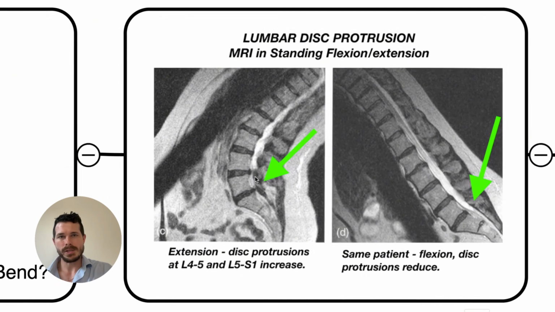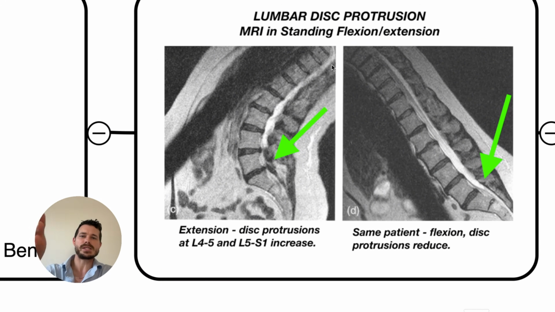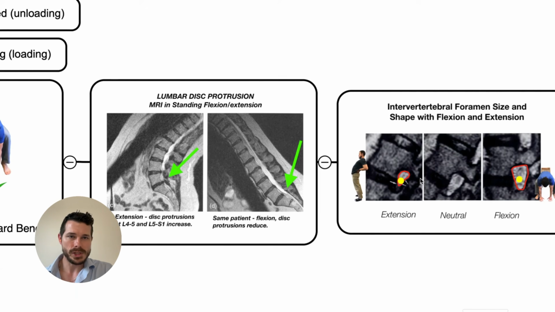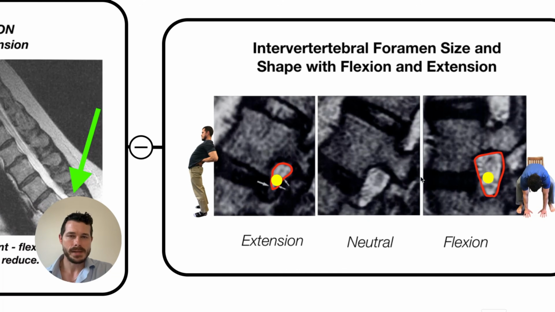So here's imaging evidence. This is imaging evidence of a disc protrusion getting bigger. You can see here, it's bigger, that black little bulge right there, when someone bends backwards. That same person, the disc gets smaller when they bend forward. Pretty cool.